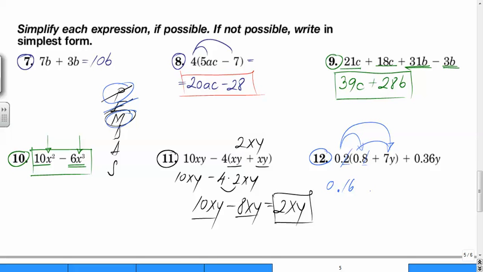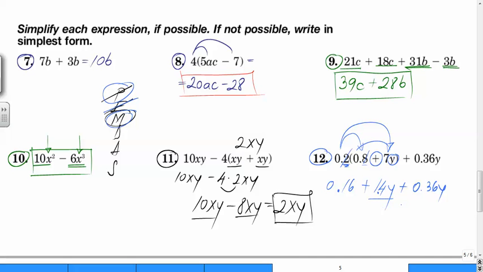0.2 times 7 will be what? You multiply the numbers, 2 times 7 gives you 14, right? Make sure you have the same number of digits over the decimal. 1 will be 1.4, don't forget about the y. And obviously it was plus, right? And plus 0.36y. You're not done here because you need to combine your like terms, right?